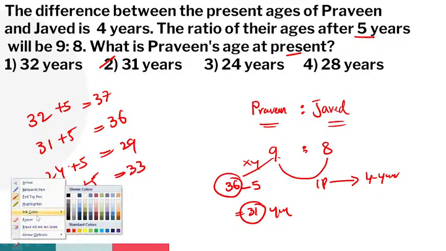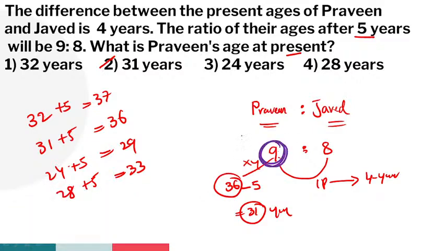Go through option verification guys. We have to find out the age of Praveen. Praveen is how many parts here? 9 parts. So 37 is a multiple of 9. No one D. So that's why first option is a wrong option. Next, 29 is a multiple of 9. No. That's why wrong. 33 is a multiple of 9. No. That's why wrong. 36 is a multiple of 9. Yes, 9 fours are 36. That's why option 2 is the right answer guys. Clear to all of you? Any doubts regarding this problem guys?